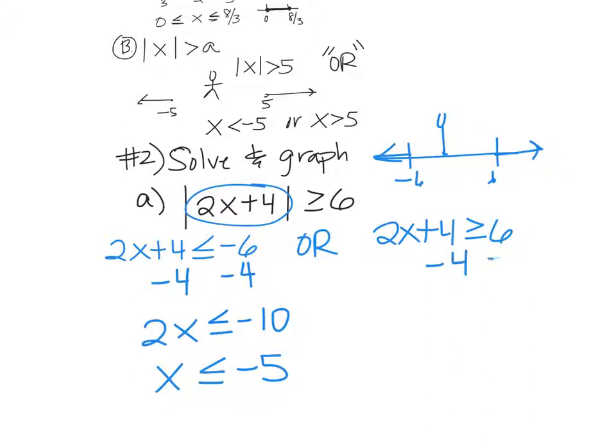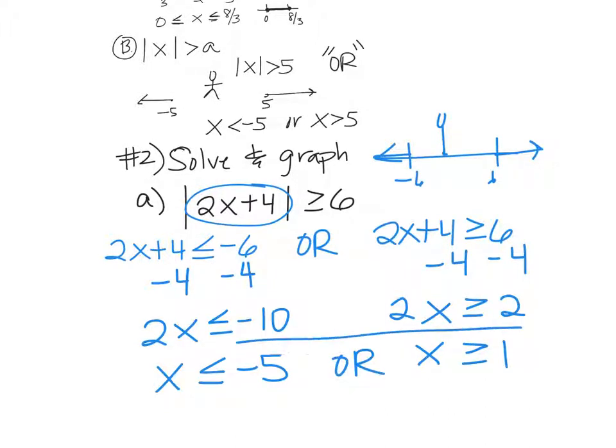Subtract 4 to the other side. 2x is greater than or equal to positive 2. So x is greater than or equal to 1. So I put an or in the middle. These are both of my answers.